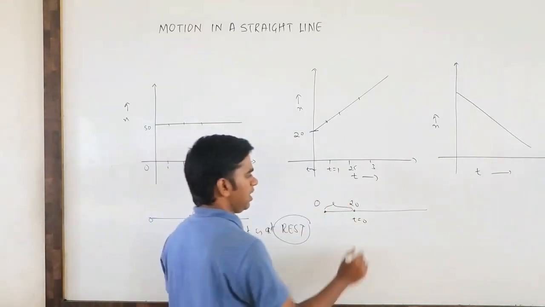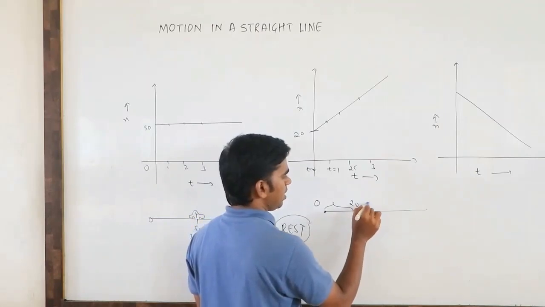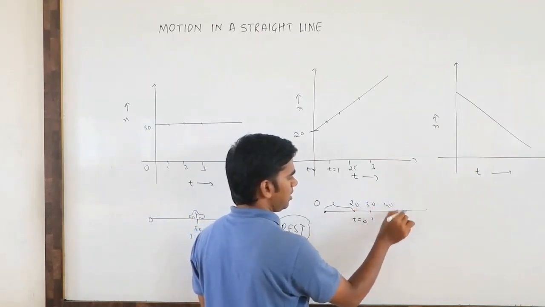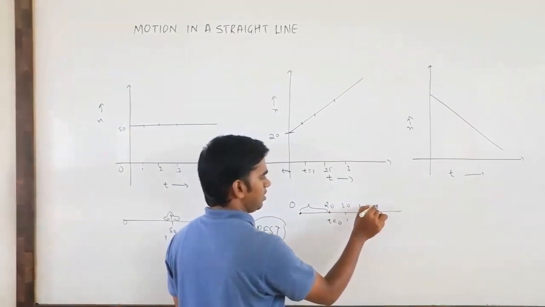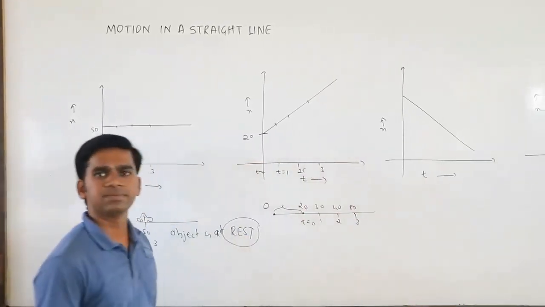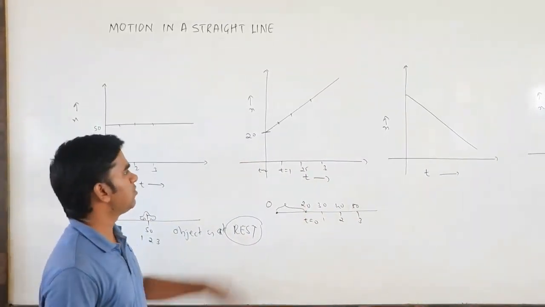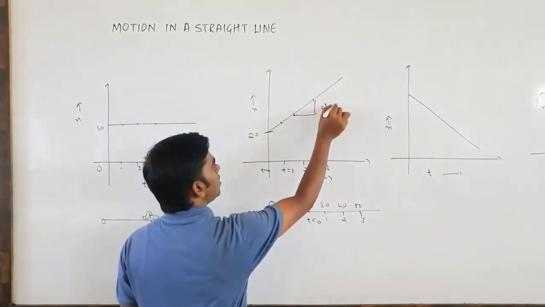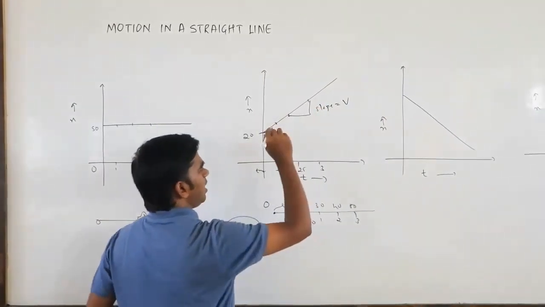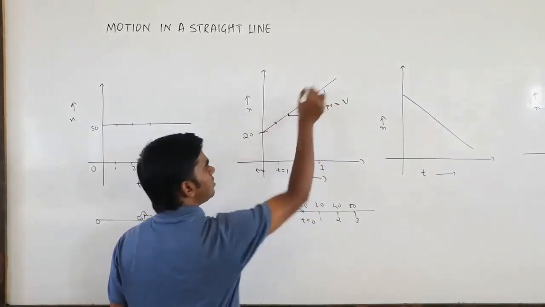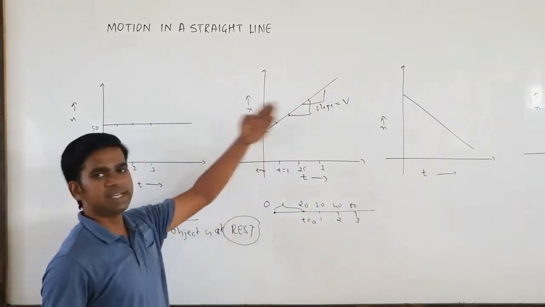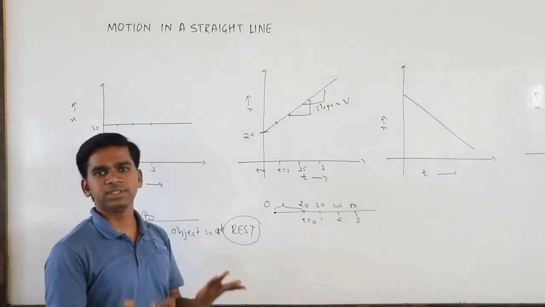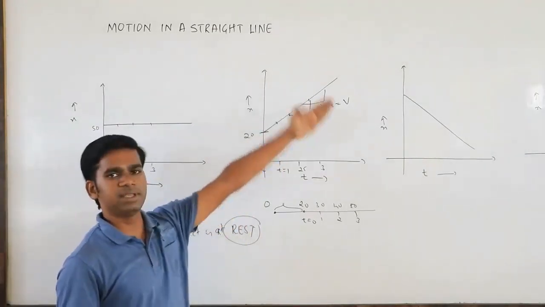Okay. So now, at 1 second it will come to 30, at 2 seconds it will come to 40, at 3 seconds it will come to 50, and so on. So what did we get from this graph? If you calculate the slope, you get the velocity, and the velocity is the same everywhere, because it is a straight line. Whenever the graph is a straight line, velocity is the same everywhere, meaning the slope is the same everywhere.